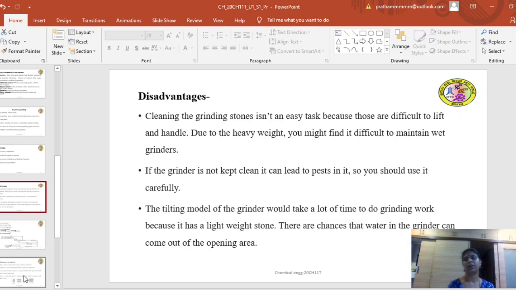The water spilling out in an open area during the grinding process. So these are the disadvantages which you will come across during the wet grinding process.